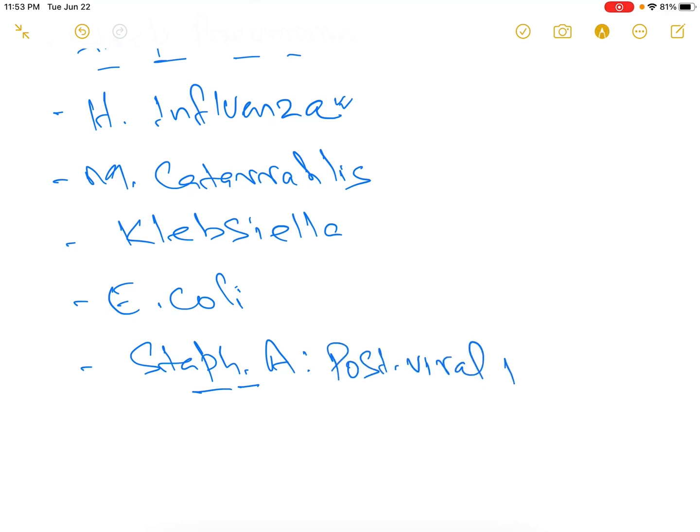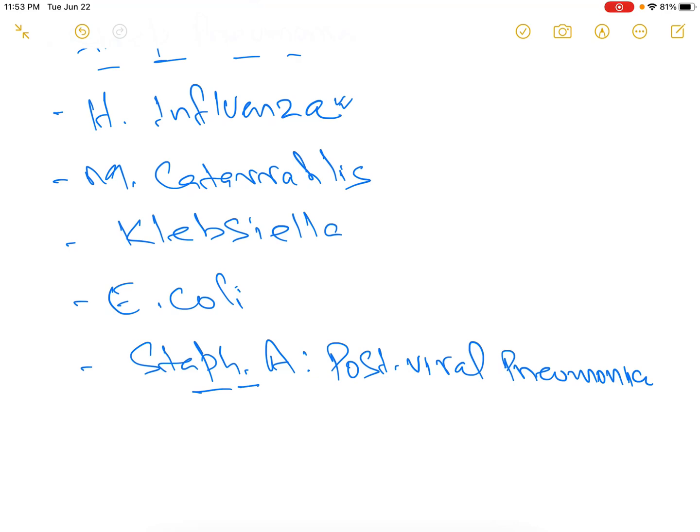So post-viral pneumonia. Say for example, if you got a flu or COVID, this virus actually weakens your immune system, and then if you get the bacteria after the viral infection, this is usually a Staph-mediated bacteria. So if you got a post-viral bacterial pneumonia, you got to cover a Staph.